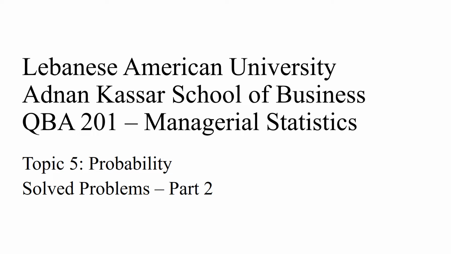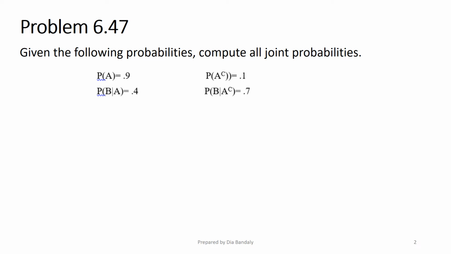Okay, so let's continue with problem solving for topic 5, which is probability. Remember that these problems are extracted from our adopted textbook by Keller. Okay, so what do we have here? This is problem 6.47.